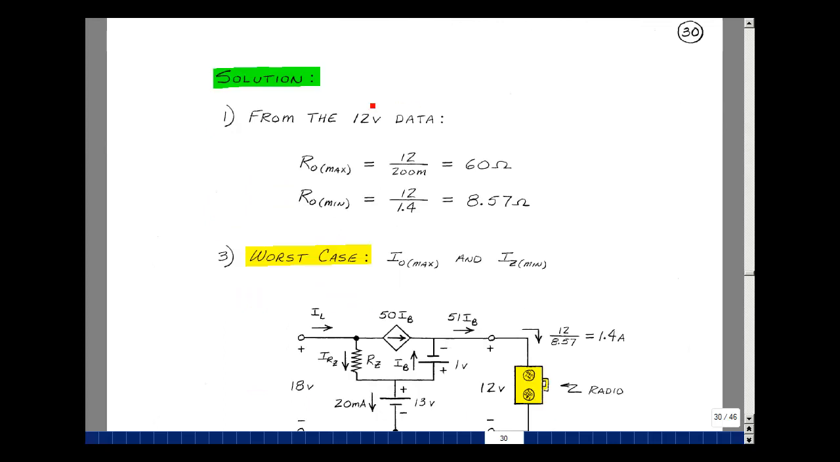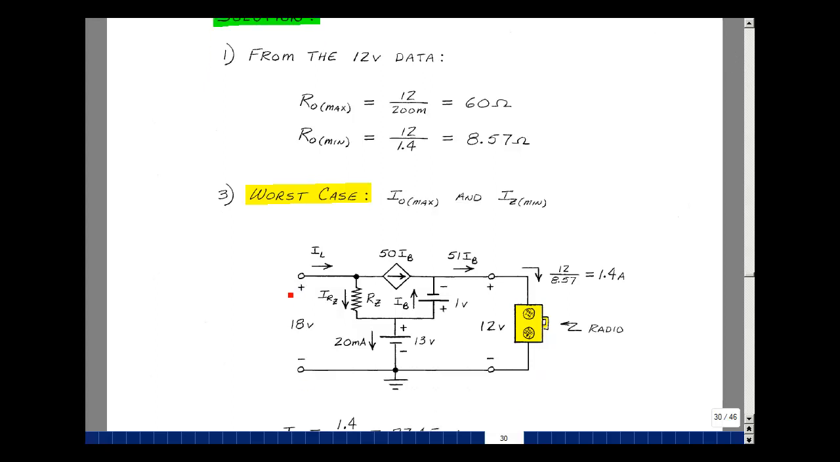As we showed previously from our 12-volt data, the maximum resistor is when we have the minimum load current of 200 milliamps, and that's effectively a resistance of 60 ohms. And then for the 1.4 amps, it looks like 8.57 ohms. Let's put in the active model for the transistor and the Zener in the Zener region. Here's V sub L and I sub L. Here is my base, collector, and emitter.